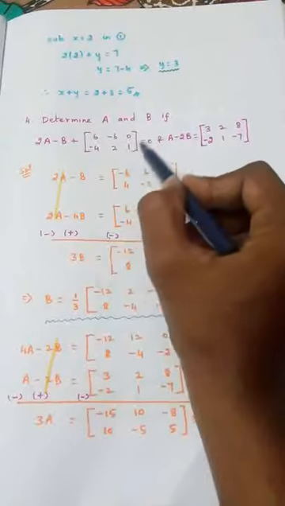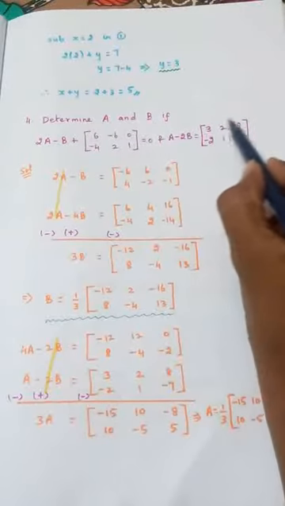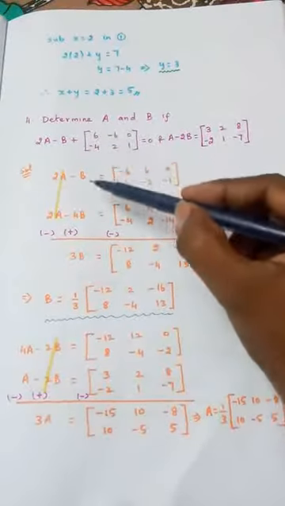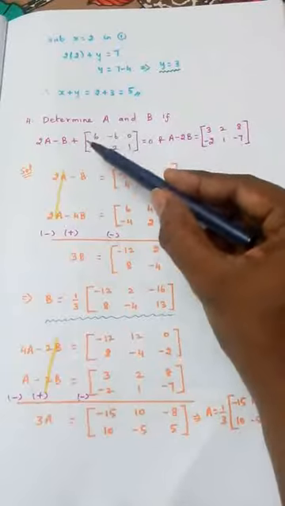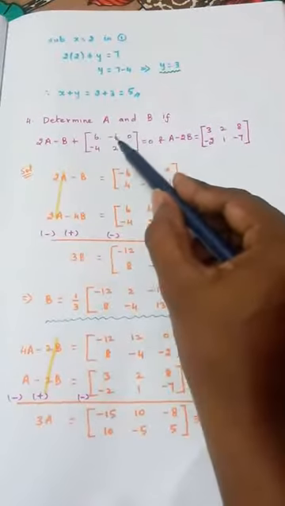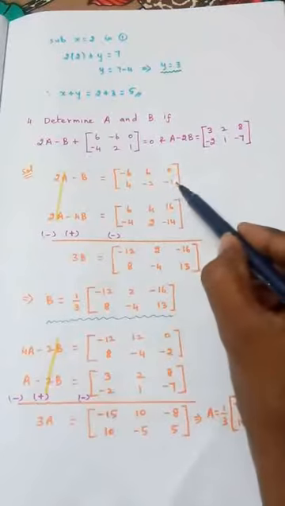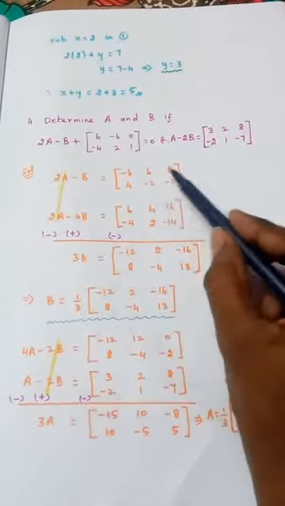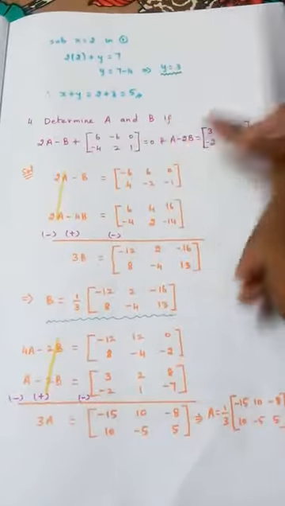If this is the first condition and this is the second condition. So the first condition is written here, 2A minus B. At the same time, taking this matrix to the other side, each and every element will change its symbol. That is what I have written like this, changing the symbol and writing because it goes to the other side.